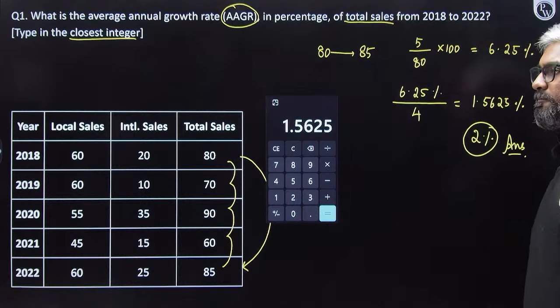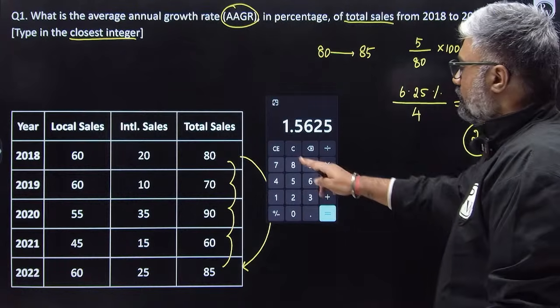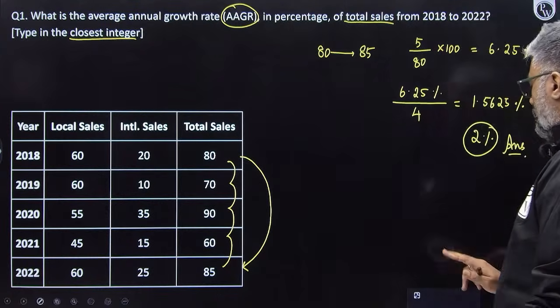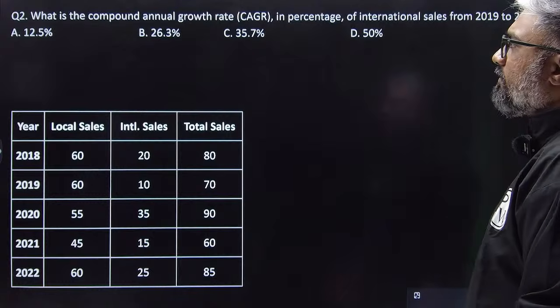Clear, everybody? Any doubts here? AAGR is sorted. Okay. Yes. Very good. 2 is perfect. Very good. No issues, Ishant. Let's go to the next one, shall we? Let's have a look at the second question.